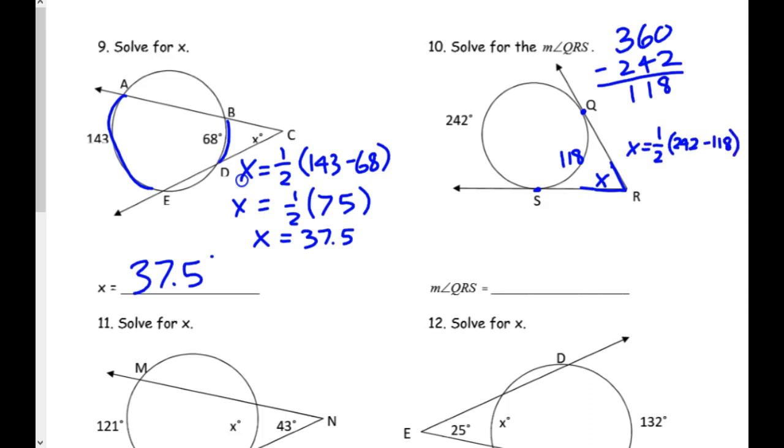What is 242 minus 118? Mental math here. 82 plus 42 is 124. So x equals 1/2 of 124. And then what's half of 124? 62 degrees. All right.